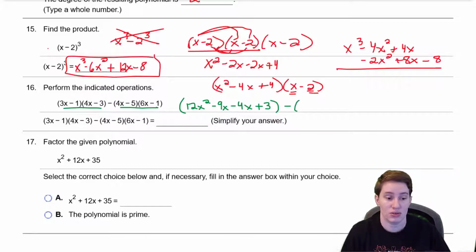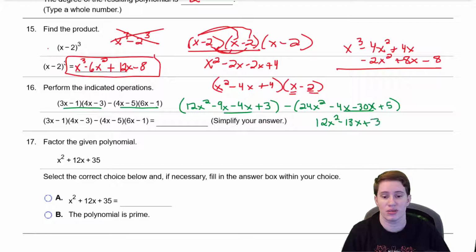Our second result is 4x times 6x is 24x squared. 4x times negative 1 is negative 4x. Negative 5 times 6x is negative 30x. And negative 5 times negative 1 is plus 5. So we can add our like terms in the middle and then subtract, or you could just go ahead and subtract. I think it's a little bit less likely that you'll make a mistake if you go ahead and add like terms in the parentheses first.